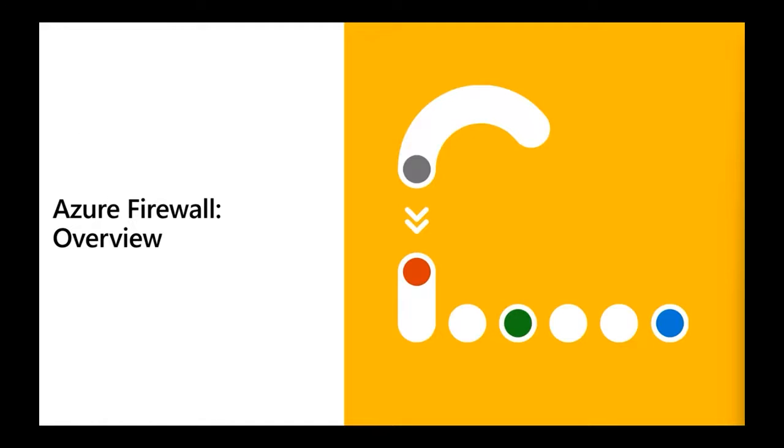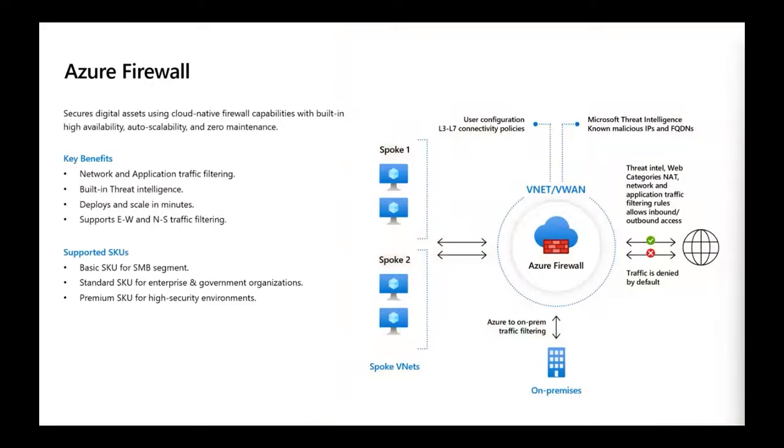Okay, so let's start with our Azure Firewall overview. The Azure Firewall is our first-party fully managed next-generation firewall with built-in high availability and unrestricted cloud scalability. It's a fully stateful firewall that provides both east-west and north-south traffic inspection for your environment, right?